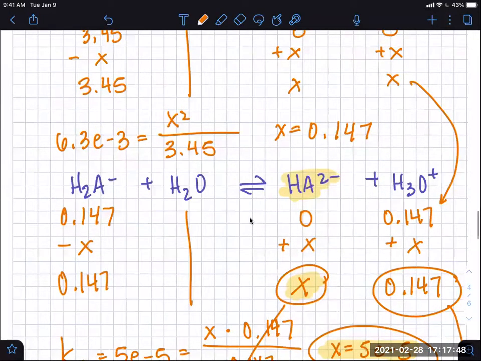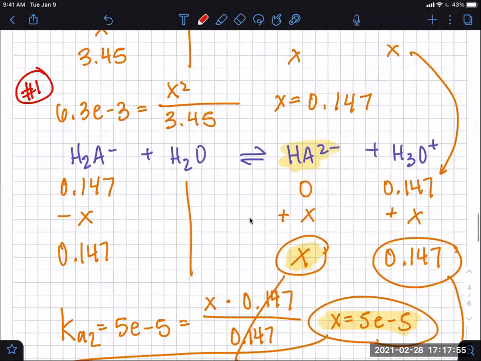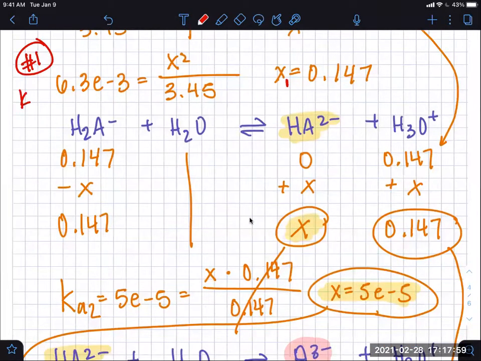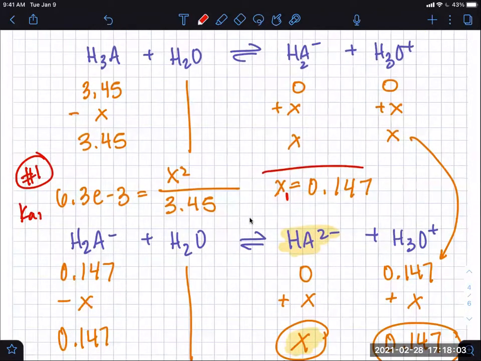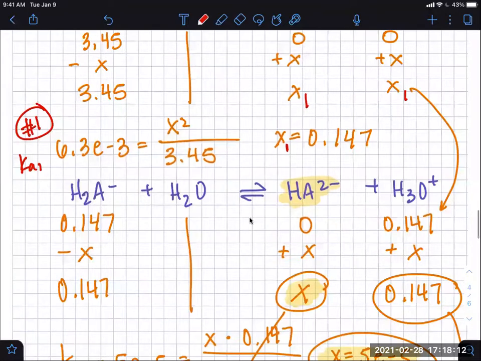Okay, first step is to find x1. I'm going to label x1. That is the first step using Ka1, right? Finding x1. Just make sure you know what you're finding. x1 is equal to the H3O plus concentration and the H2A minus concentration, which is your new reactant here.